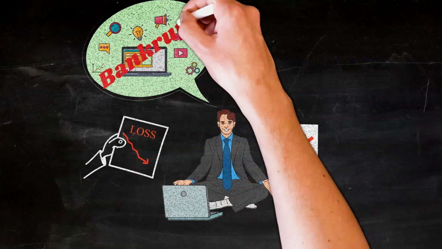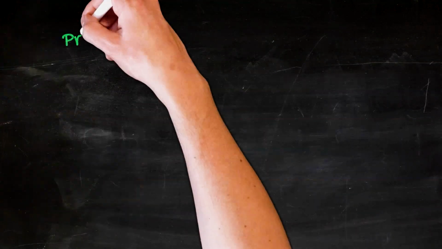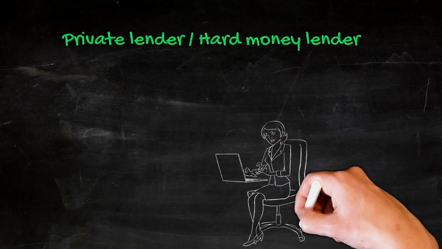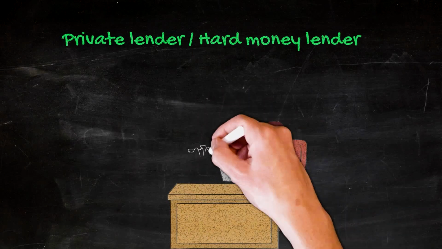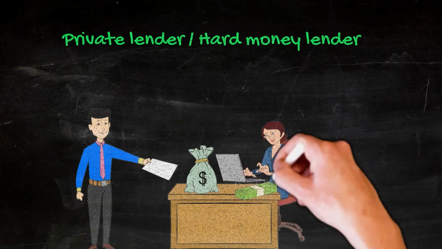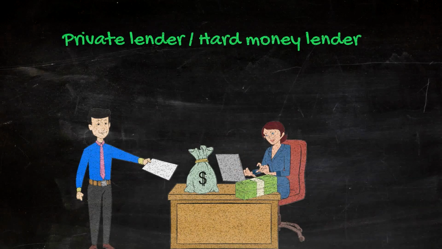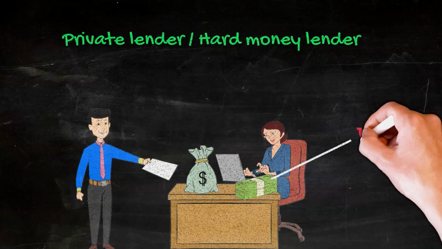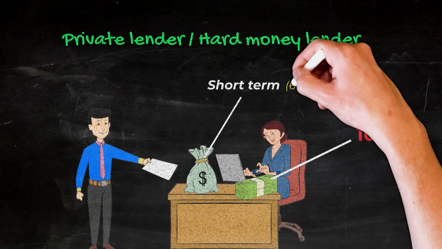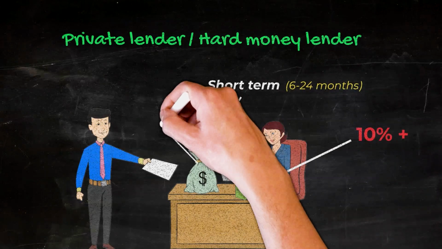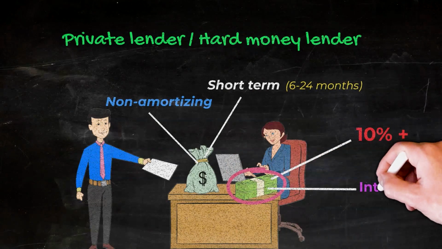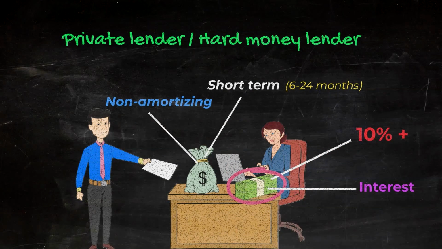Along the same lines, a fourth passive option is to become a private lender or a hard money lender. This is where you would essentially become the bank for other real estate investors and fund their deals and, in exchange, earn income from interest payments on the amount you lend to them. Typically, private and hard money lenders charge 10% or more in interest. The loans are also typically very short-term, usually between 6 and 24 months. The loans are also usually non-amortizing, meaning that the monthly payments only cover the interest and the principal doesn't get paid back until the very end.